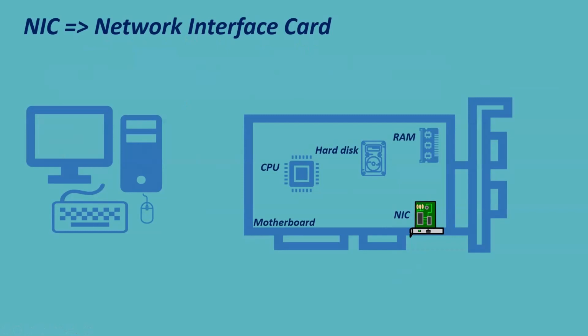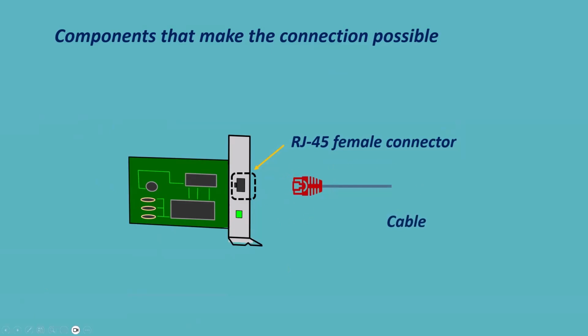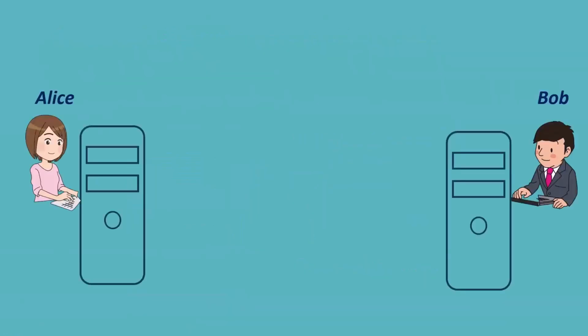Now, expanding this further, how would these two computers communicate? What would be the different elements? So this would be a NIC card. Now, in the NIC card, you would have an RJ45 connector. To be more precise, on the NIC card, an RJ45 female connector would go. And then you would have a cable, and at the end of the cable, you would have an RJ45 male connector.